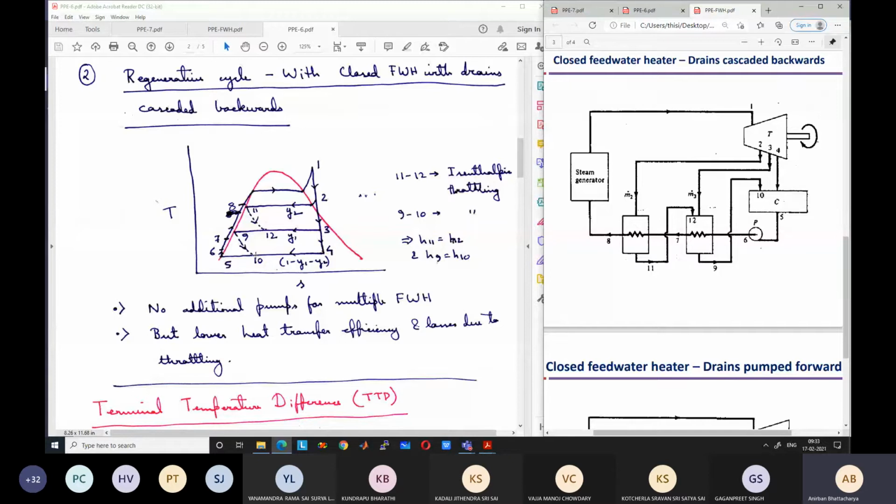From 10 to 5, what is the mass flow rate? I am expecting an answer. From 10 to 5, what is the mass flow rate? From 4 to 10, mass flow rate is 1 minus Y1 minus Y2. From 10 to 5, what is the mass flow rate?